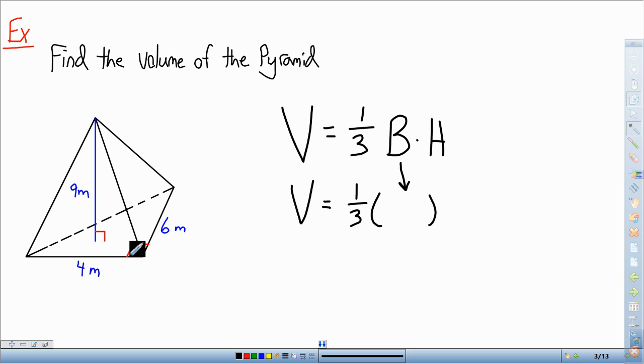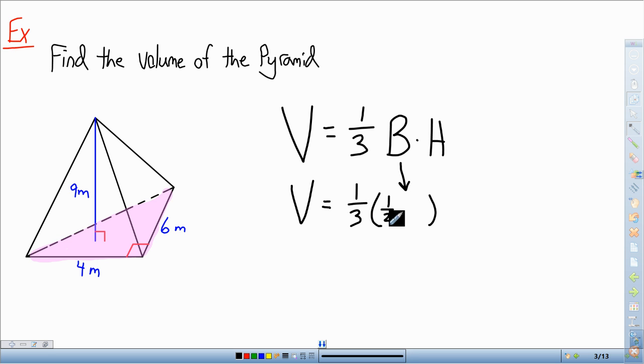By the way, there's only a single base on a pyramid and a cone, and it's usually pretty obvious where it is. All right, and yeah, we can see it's this triangular base right here. So now that we know that it's a triangle, we need to plug in the formula for the area of a triangle. Hopefully you've memorized this by now.